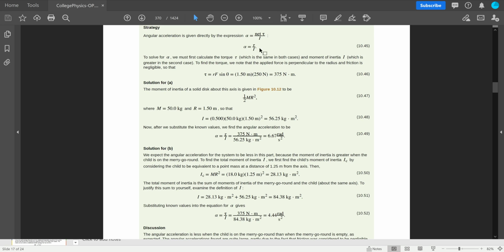So the trick here would be just knowing that this is the original equation you're going to use. Now you have to find your torque and your moment of inertia.